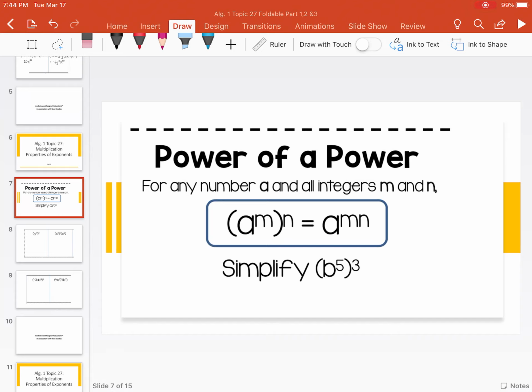For any number a and all integers m and n, again, these are just talking about numbers here, we have a to the m power, and then we notice how we have parentheses here, raised to the n power. So that's the same thing as saying a to the m times n. So notice here we're multiplying. So when we have a power raised to a power, we're dealing with multiplication.